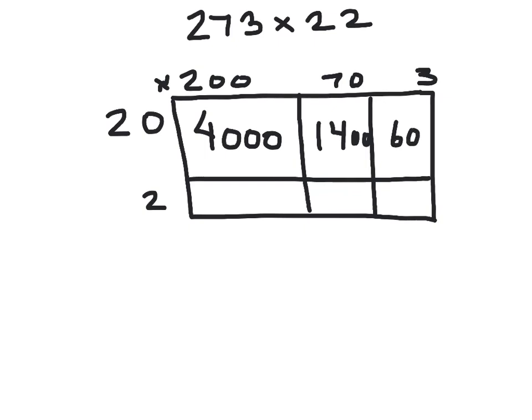You might remember me saying that you really just need to multiply the first 2 digits together and then add the zeros onto the end. That seems like a bit of a cheat, but because of what we know about place value, it works. All right, and then we look at our 2. We've multiplied all of the 20s. Now we're going to multiply our 2s. 2 groups of 200 is 400. 2 groups of 70 is 140. 2 groups of 3 is 6. And then we add all of those numbers together.